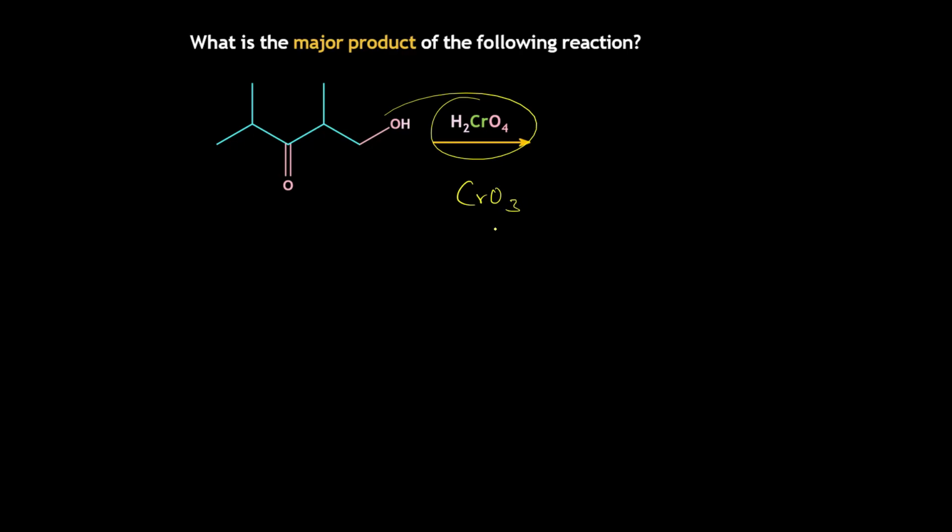Chromium trioxide. This chromium trioxide, when it is with sulfuric acid, will form the Jones reagent. It is an oxidizing agent. Remember this. Okay, now tell me what happens.